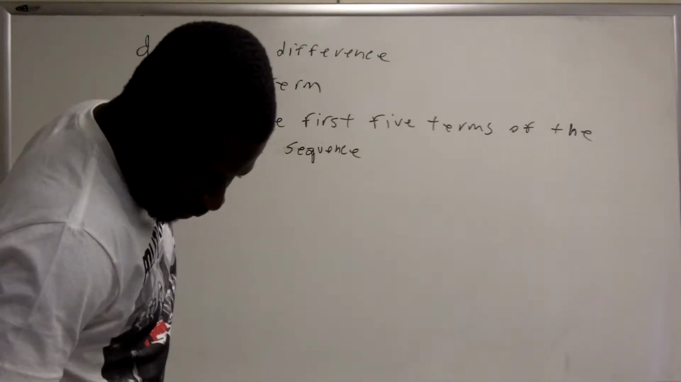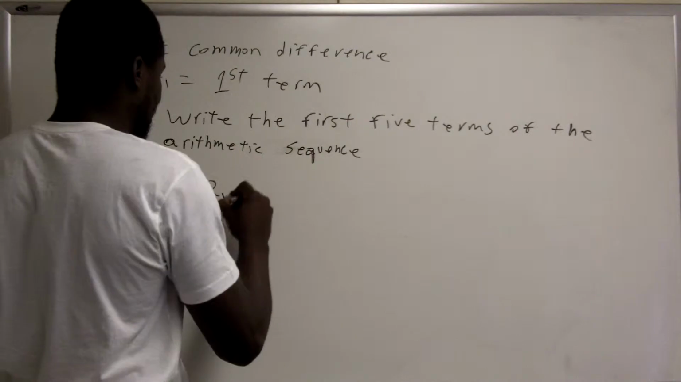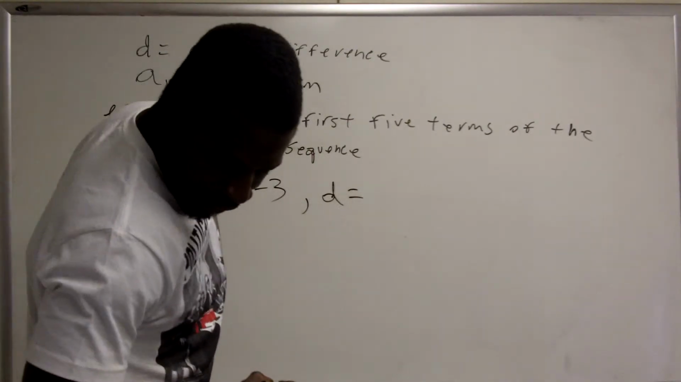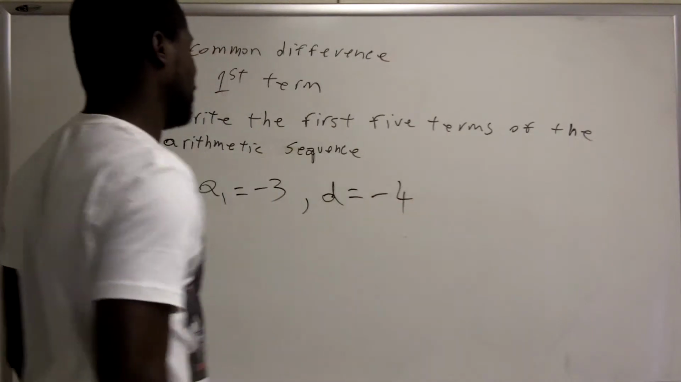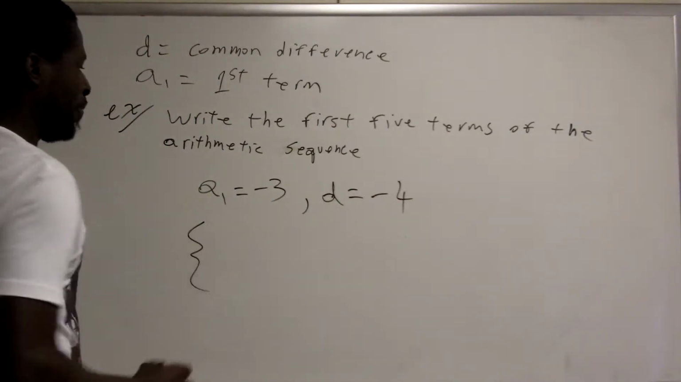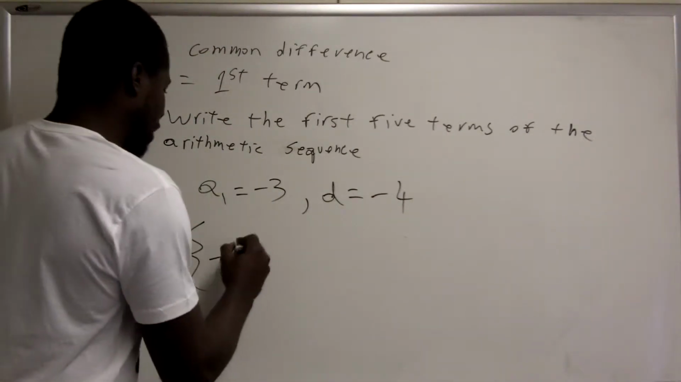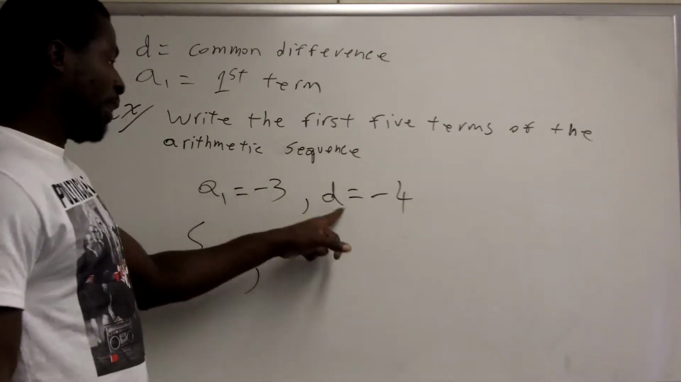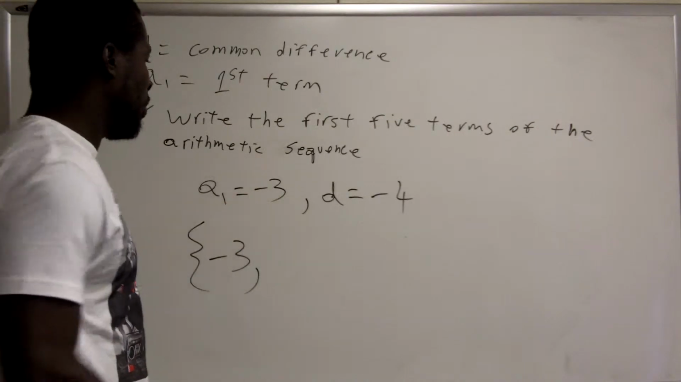Let's try this. A1 is equal to negative 3, and the common difference is negative 4. All right, well, let's list the first 5 terms of this sequence. The first term is negative 3. That was given. The next term is negative 4 units. That's the common difference. Negative 4 units away from this one.